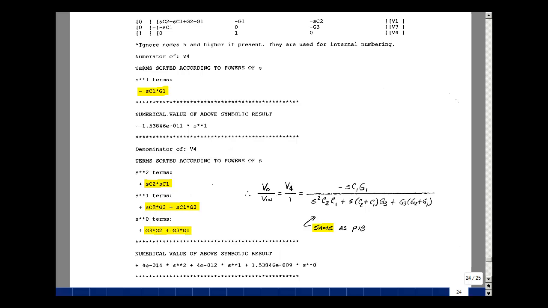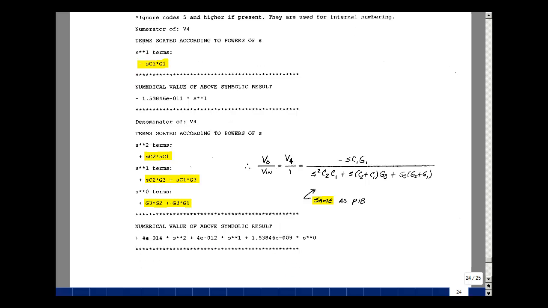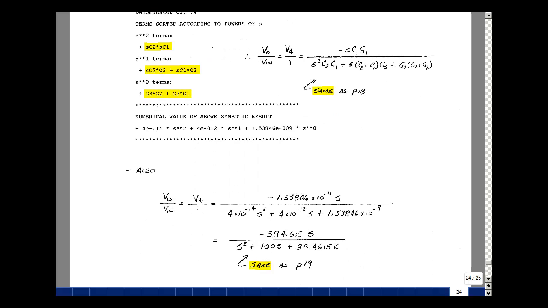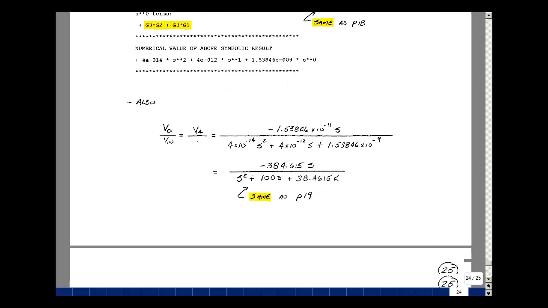Numerically, this last expression is also evaluated, and we can put that together in the following. So grabbing my numerator terms, from on top I have this value times S, and then this term times S squared, this term times S to the 1, and then this term times S to the 0. Then I divided numerator and denominator by 4 times 10 to the minus 14th, and that gave me in the numerator a minus 384.615 times S divided by S squared, and then dividing this through I get 100 times S, and then dividing this through here I get 38.4615K. And that's exactly the same expression we had on page 19 with a little bit more accuracy to it.